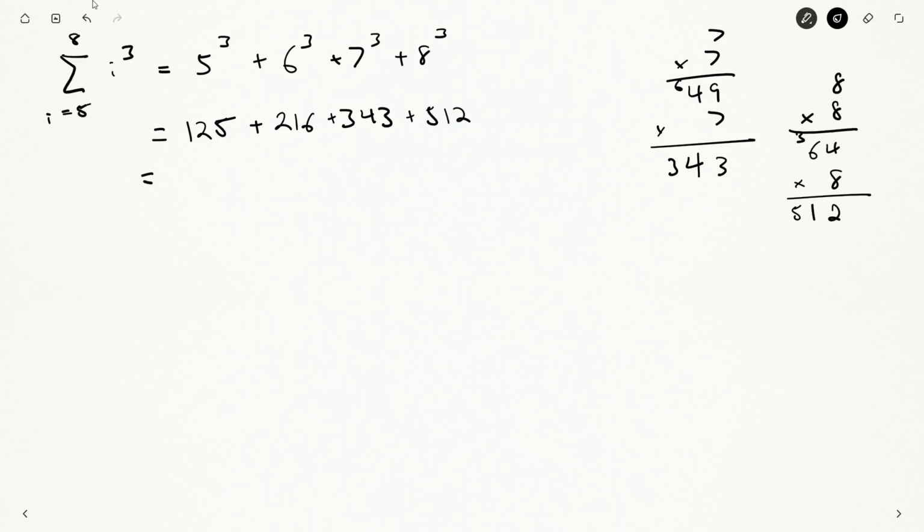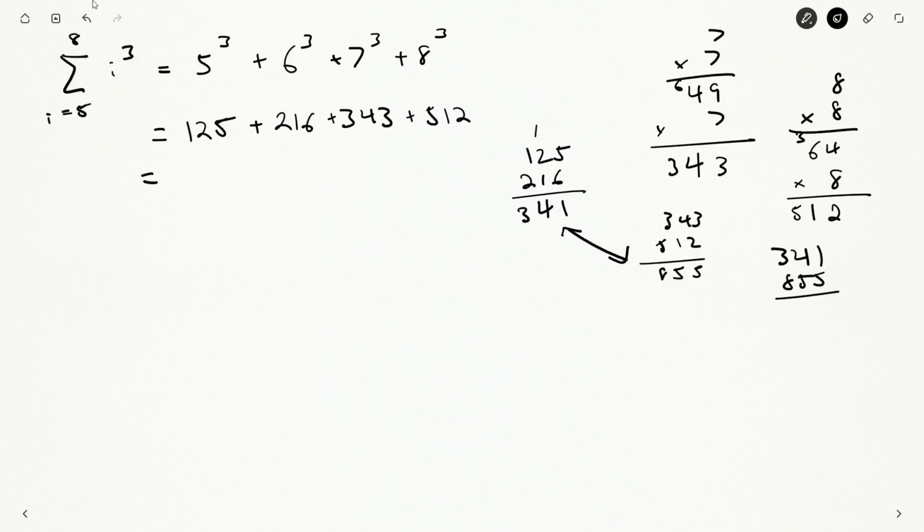Okay. But now, what do we do? Well, we can just line them all up and add them. And you say, well, I'm terrible at adding them up like this. Okay, just add them up piecewise. 125 and 216: 5 and 6, 11, carry the 1. 341. How about 343 and 512? Add these up: 5, 5, 8. Now add these two together for the total answer. 341 plus 855. 6, 9, 11.